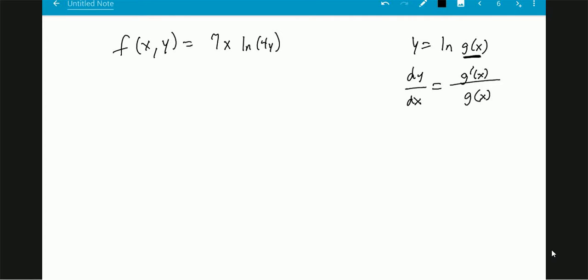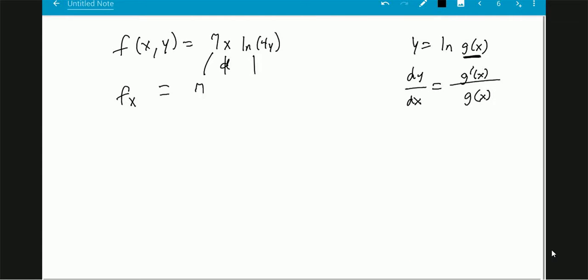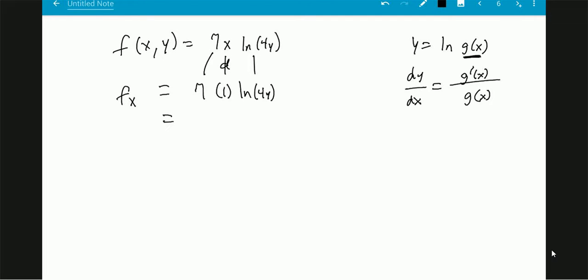But keep in mind, this rule's only going to apply if your variable is part of the log. So if I look at this function, I'm doing f sub x right now. X is not in the log, it's in front of the log. So do the line thing. The only derivative I'm doing is of x. 7 comes down, the derivative of x is 1, log of 4y comes down. So I get 7 log 4y. I'm not even using the log rule for that part because x is not in the log.